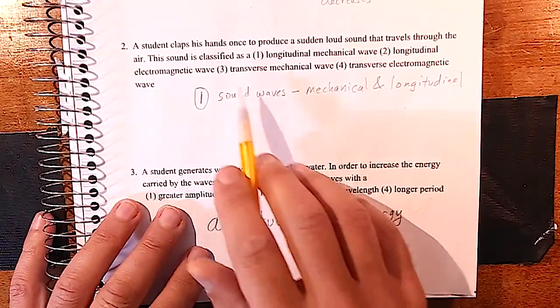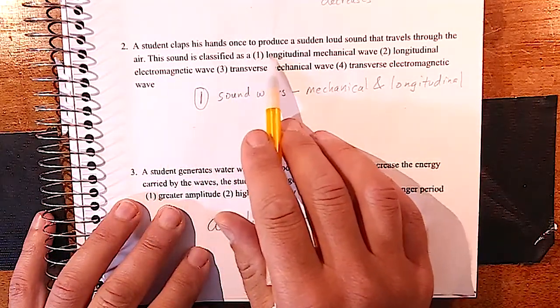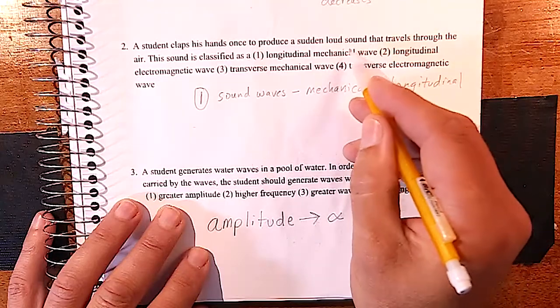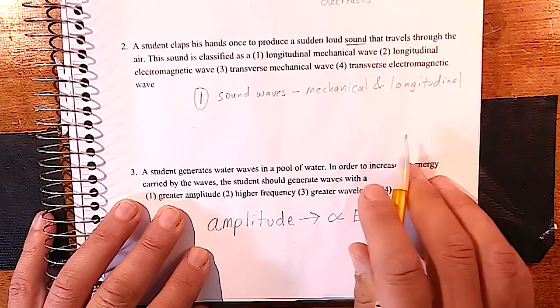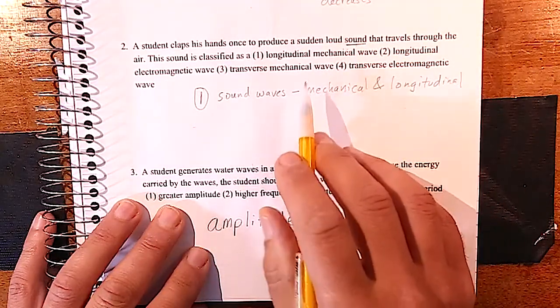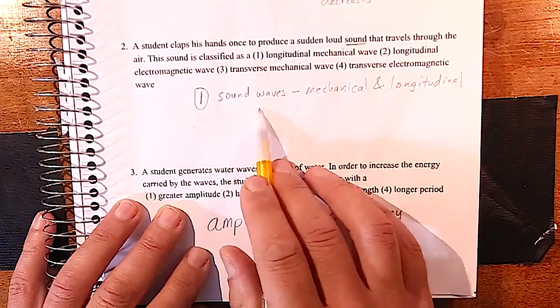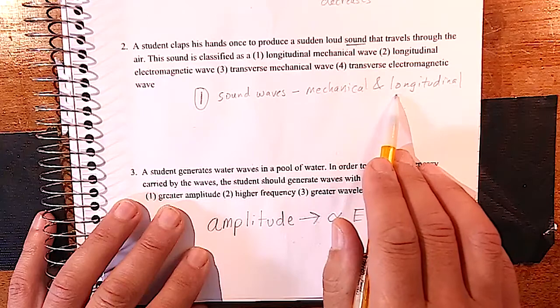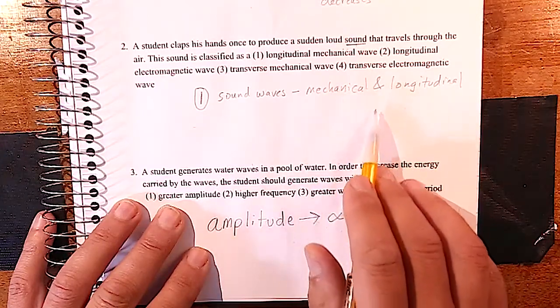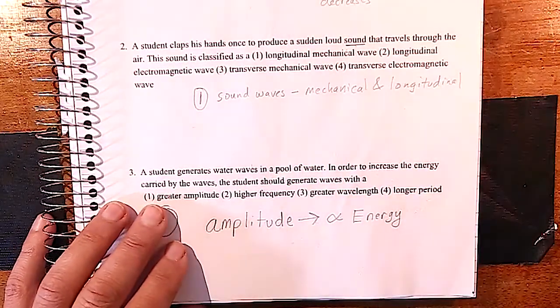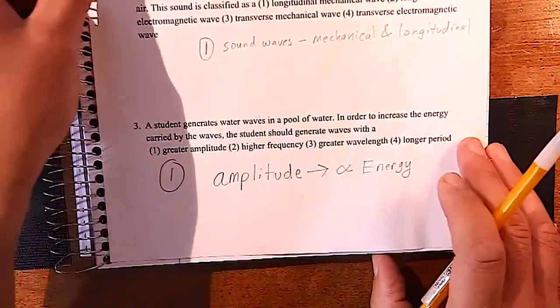In this one, it says a student claps his hands once to produce a loud sound wave. Okay, so that's the key right there. And it asks us what type of wave is this sound wave. Sound waves are mechanical and longitudinal. So that's our answer. You just have to memorize that that's the type of wave that it is.